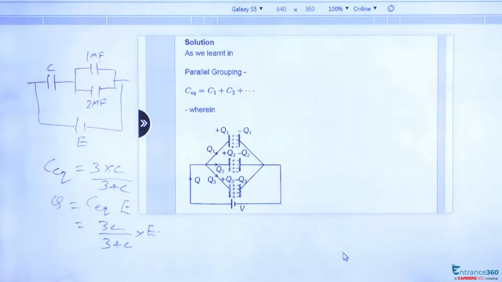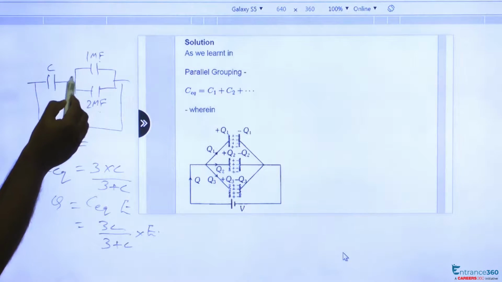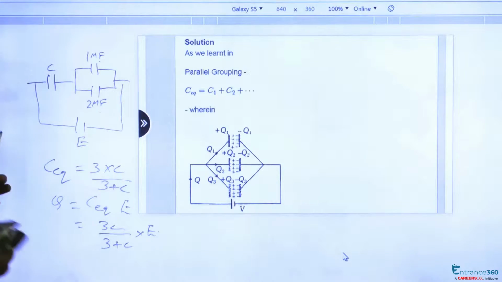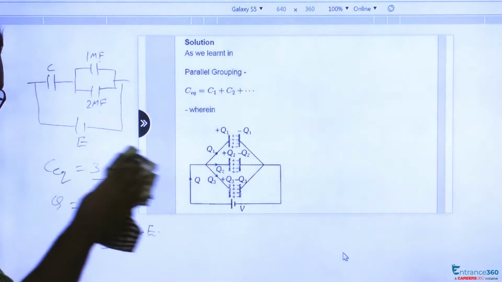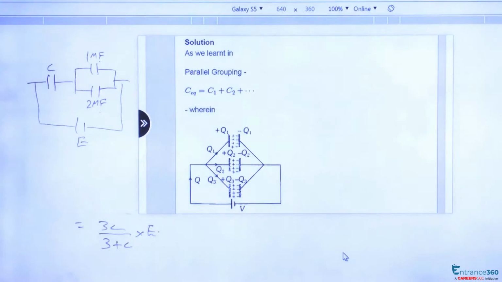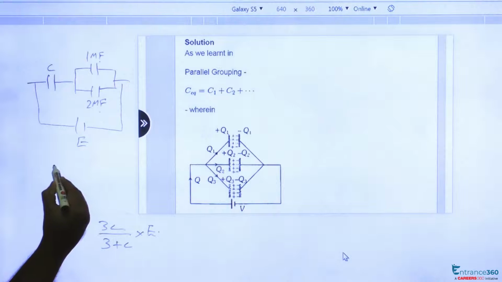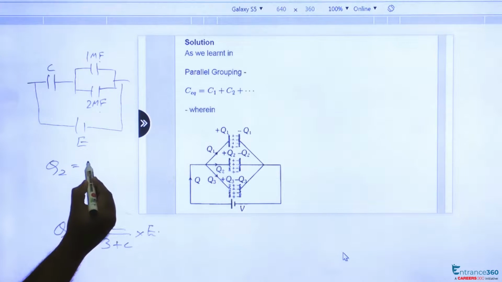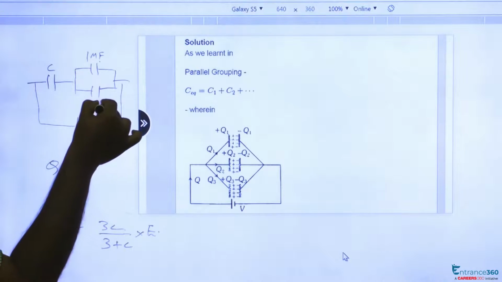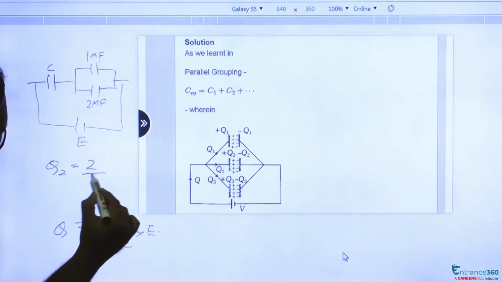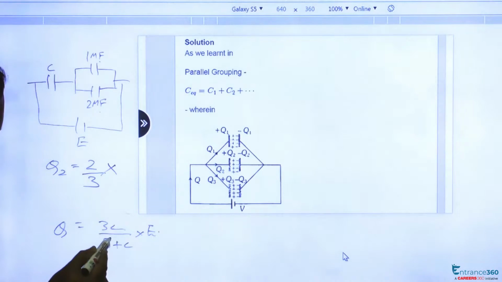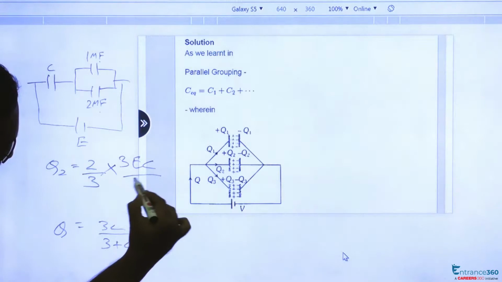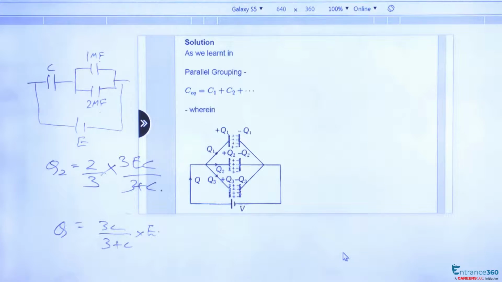Now we have to find the charge on 2 μF. The charge on a series branch will be the same, so here the charge will be split. So the net charge on 2 μF, Q2, equals 2 μF divided by the net capacitance of this parallel connection, which is 3, into the net charge, which is 3EC by 3 plus C. So as per the question, the charge is varying as a function of C.